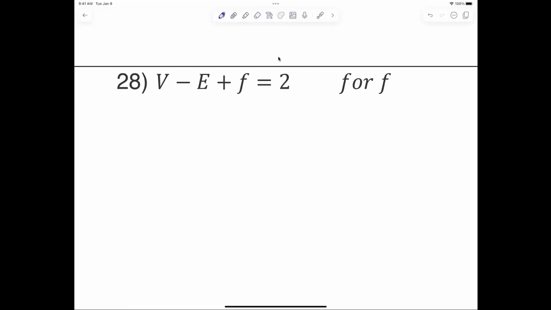All right, Sam, what? I said F equals 2 minus B plus E. Simple as that. I'll put F equals 2 plus E minus B. Yep, very good. Same thing. Very nice. Because I'm moving this over here.